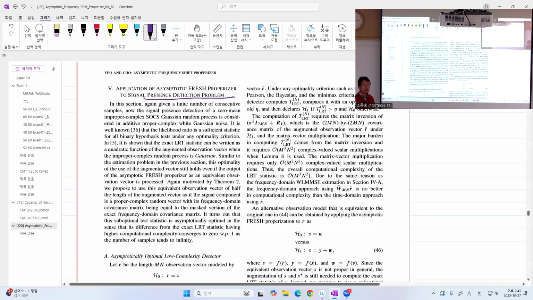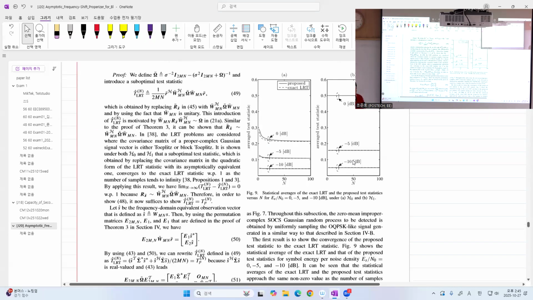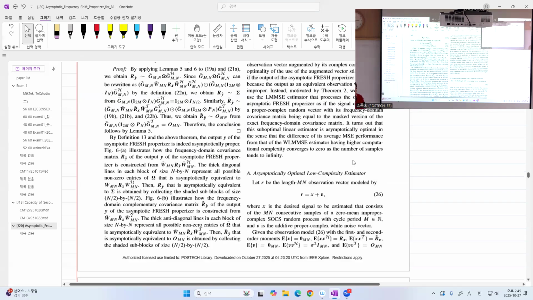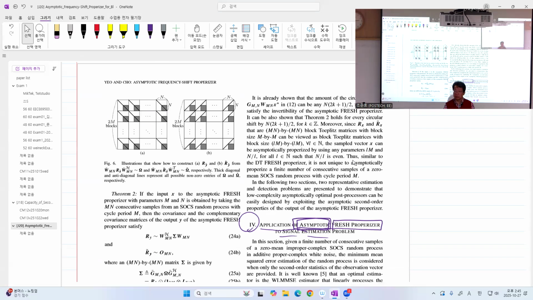Not the data symbol detection problem where we have many, many symbols. Got it? Anyway, in these two problems with a very simple model, our asymptotic fresh properizer showed that we may utilize the well-developed theory of proper complex signal processing because we have already properized, or almost properized, the random process. Got it?